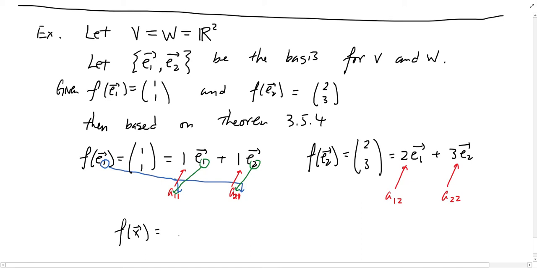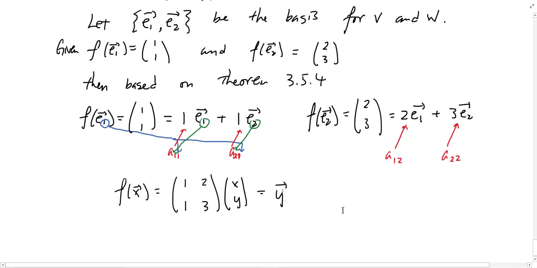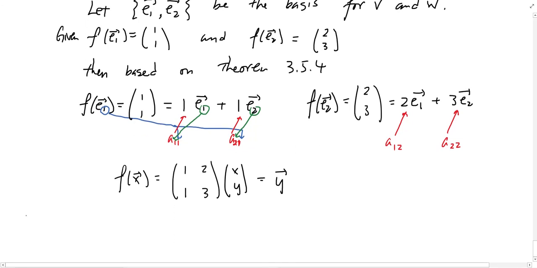In this case, technically speaking, it is the same as capital F. And it would be formed by A11, which is 1, A21, which is 1, A12 is 2, A22 is 3, applied to (x, y). And that gives you the vector y. So this was not terribly exciting. So how about we do one with different bases? This one is, once again, very straightforward.